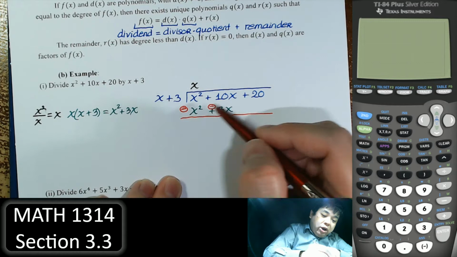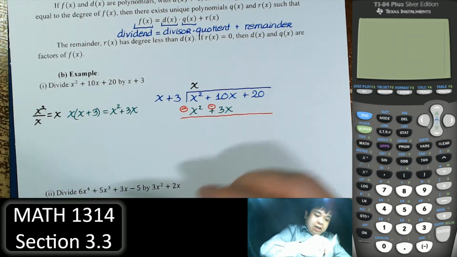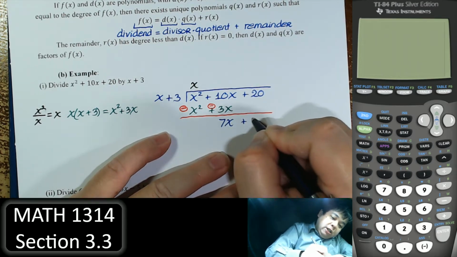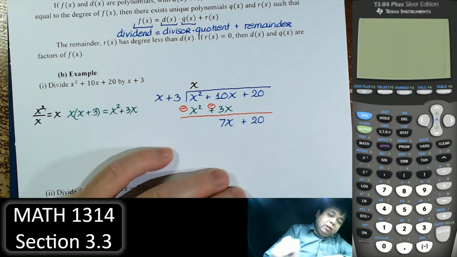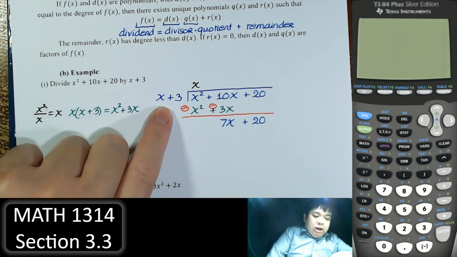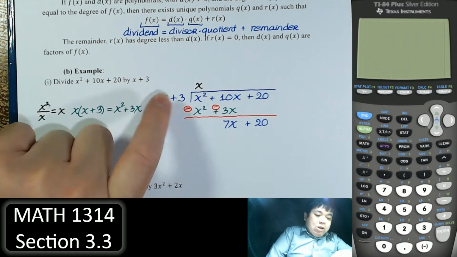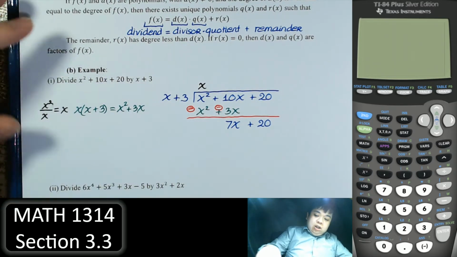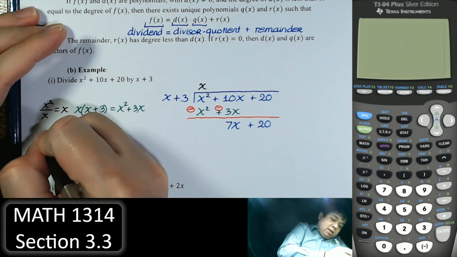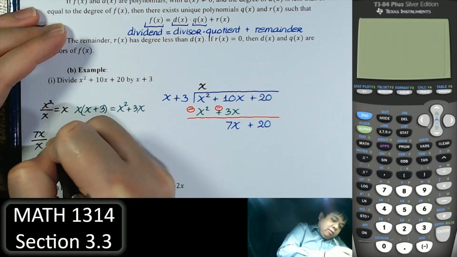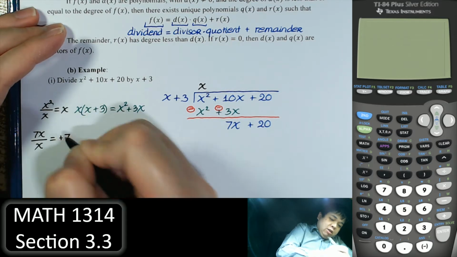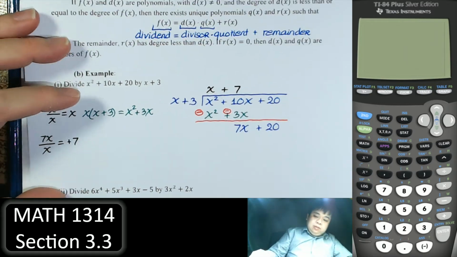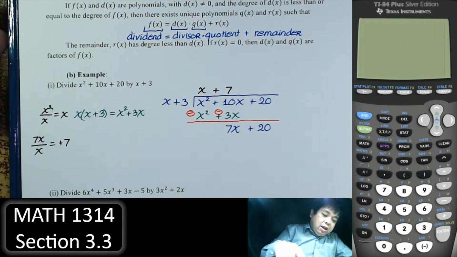x squared minus x squared cancel out. 10x minus 3x, that is 7x. Then we can carry down the 20. Now the x squared cancelled out. We have x plus 3 and then 7x plus 20. Once again, we can only divide the highest term. So we take 7x divided by x, which is equal to plus 7. And we multiply that back.